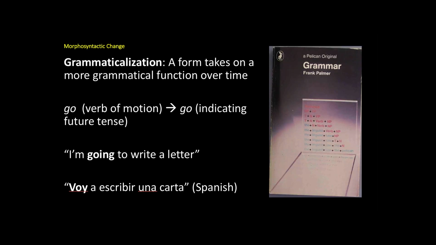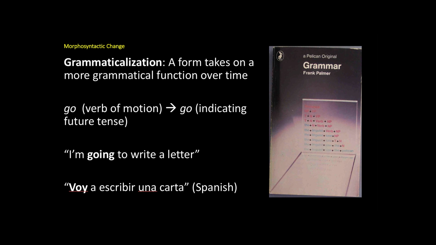Now, let's discuss a common pattern of morphosyntactic change called grammaticalization. In this process, a form in a language takes on a more grammatical function over time. For example, consider the word go in English, which started out merely as a verb of motion. Of course, it still retains this meaning, but in addition, in modern English, it can be used to indicate future tense, and tense is a grammatical category. So these days, English speakers can say, "I'm going to write a letter," and of course, they're not going anywhere. The speaker is simply indicating that they will write a letter in the future.